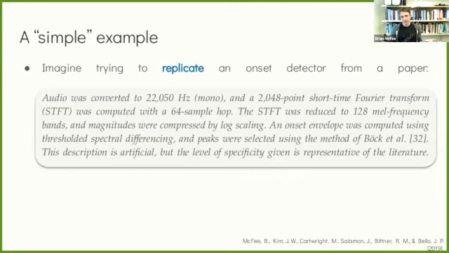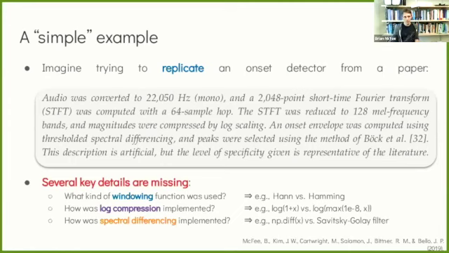Okay, that's a pretty compact, dense description of a method for onset detection. I think it's representative of the level of detail that you'll find in papers a lot of the time. But even so, if you were to actually re-implement this, you're going to have to make some choices. And there are a lot of details that are left out of this description. So I'll just pick on a few of them here.